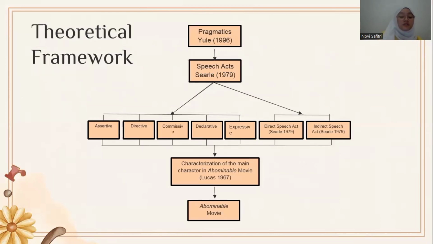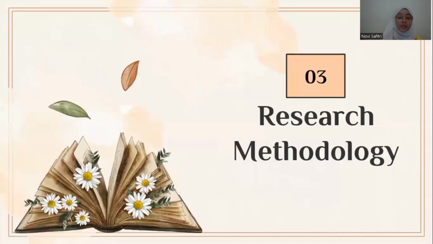Next is theoretical framework. This study is a pragmatic study, especially about speech act study that used Searle's 1979 theory to get the characterization of the main character in Abominable movie. This study analyzed all types of speech act, which are assertive, directive, commissive, expressive, and declarative, and also analyzed their function. And this study also analyzed direct and indirect speech acts that are used by Yi in Abominable movie.